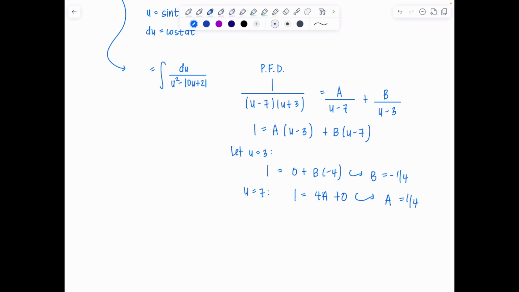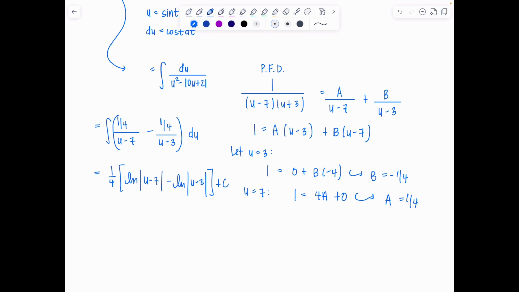So we have now the integral of 1/4 over u minus 7 minus 1/4 over u minus 3 du. Pro tip, take the 1/4 out. Then you have ln absolute value of u minus 7 minus ln absolute value of u minus 3 plus c. Wow, right? Isn't that nice?